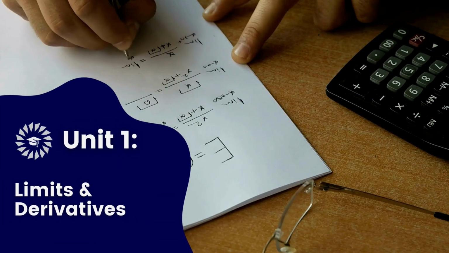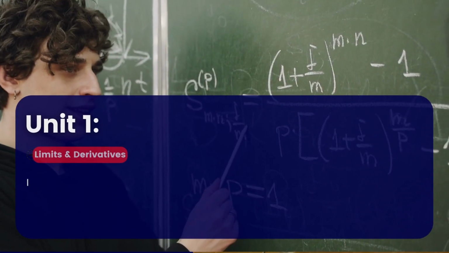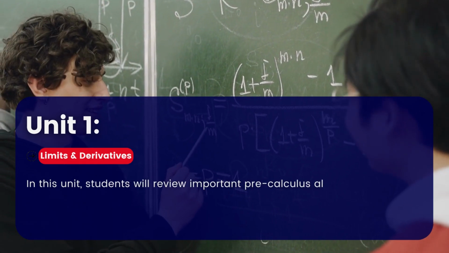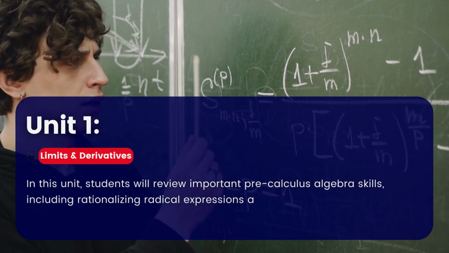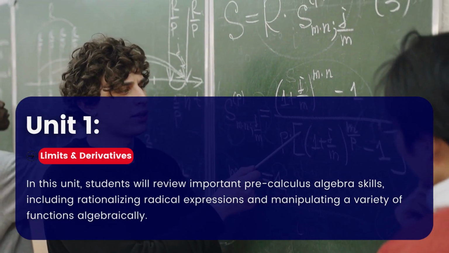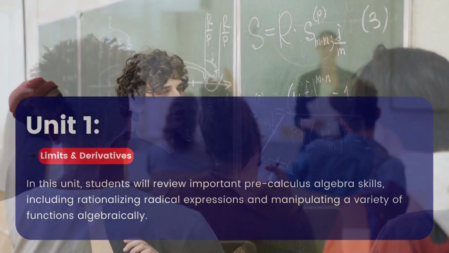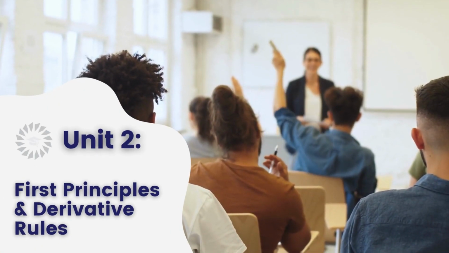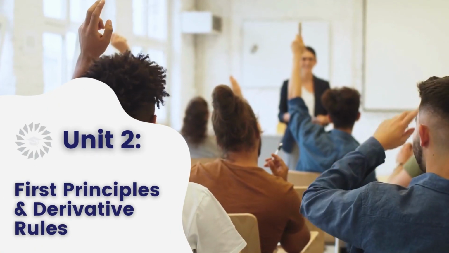Unit 1, Limits and Derivatives. In this unit, students will review important pre-calculus algebra skills, including rationalizing radical expressions and manipulating a variety of functions algebraically. Unit 2, First Principles and Derivatives Rules.